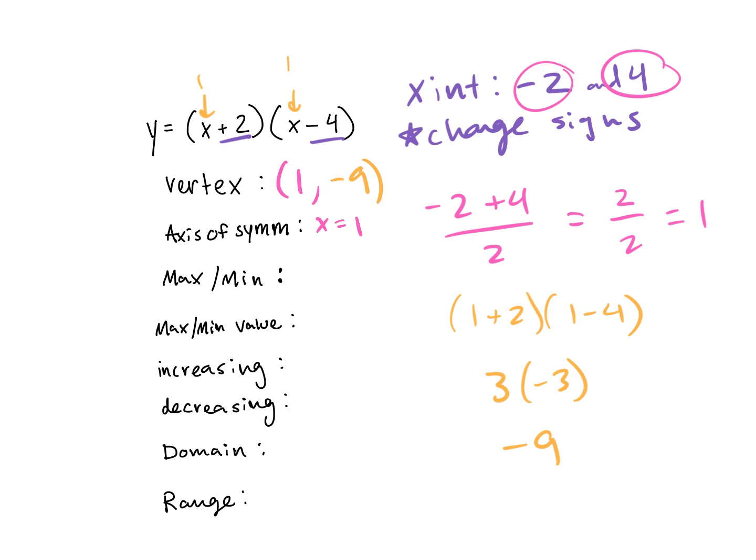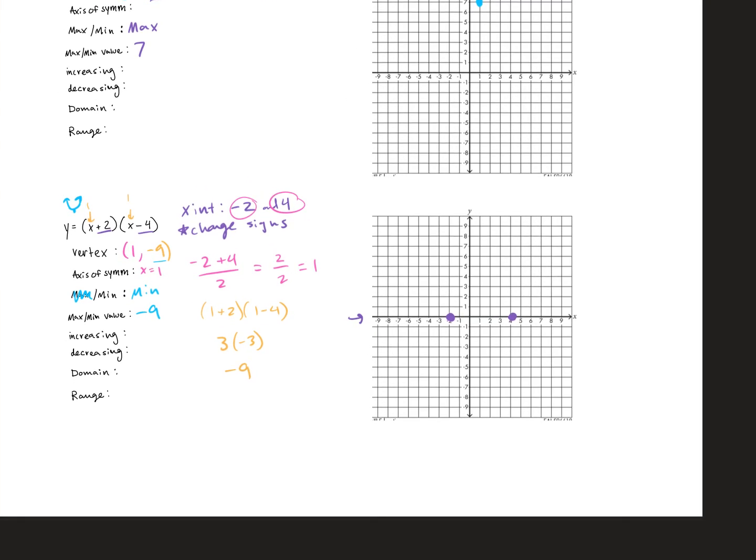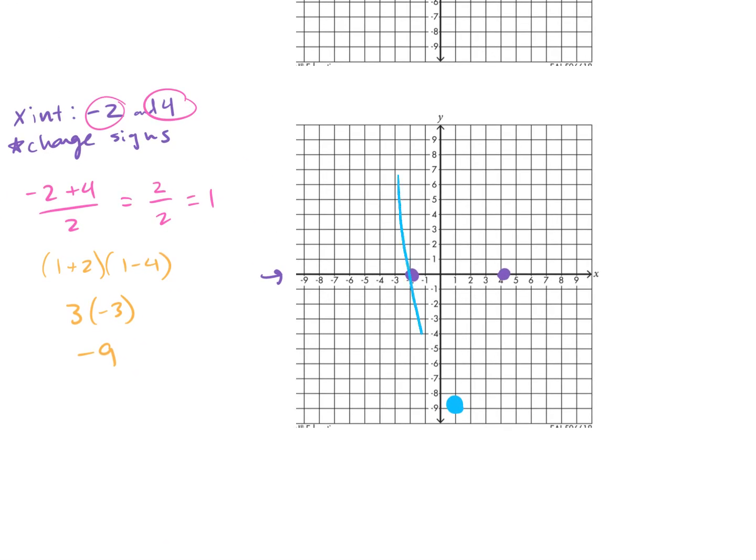Is my graph going to open up or open down here? It opens up because A is positive. So would my vertex be at the maximum or minimum? Minimum. What's my minimum value? Negative 9. Let's graph what we have here. So I graphed my x-intercepts. I'm going to graph my vertex at 1, negative 9. We know that it opens up. So my graph would look like that.